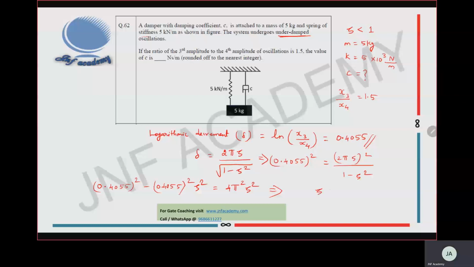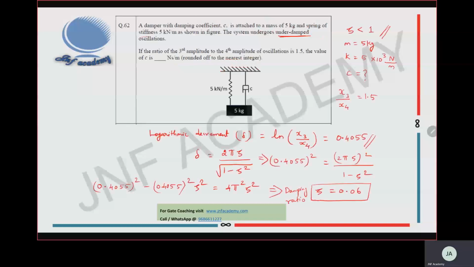So after simplifying this, I got the value as zeta equal to 0.06. The zeta is nothing but the damping ratio. Already they mentioned in the question underdamped, so this value is also less than 1.